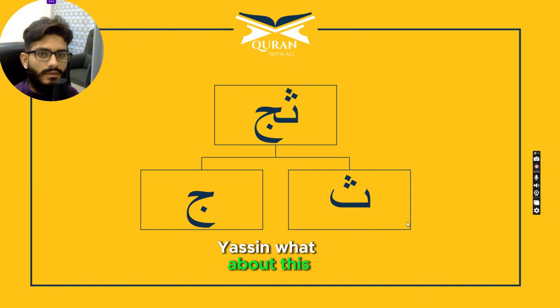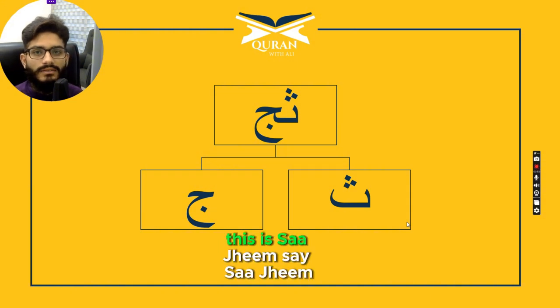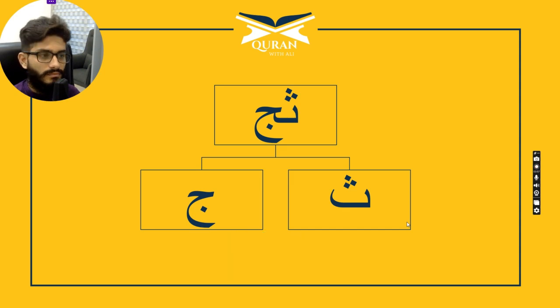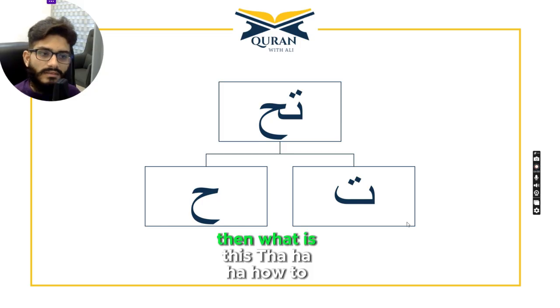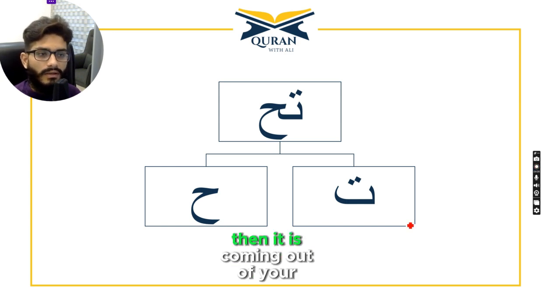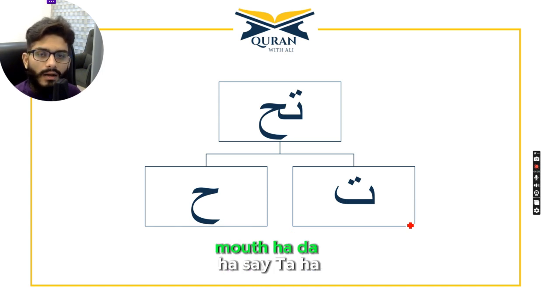What about this? This is sajim. Say sajim. Then what is this? Taha. Ha. How to pronounce ha? When air is coming out of your mouth. Ha. Ta ha. Say ta ha.